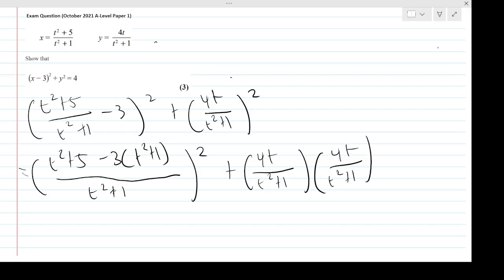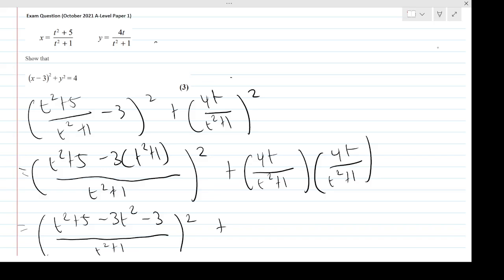And then if we continue this on, we can expand the bracket now. This 3 minus 3 of t squared plus 1, so we'll be left with t squared plus 5 minus 3t squared minus 3, okay? Over t squared plus 1, all squared. Plus, and now because there's a hidden multiplication here between these two brackets. When we put brackets together, we mean with times in them, okay? And then when you times the two fractions, you times the numerator and the denominator separately. So times the top, so 4t times 4t.